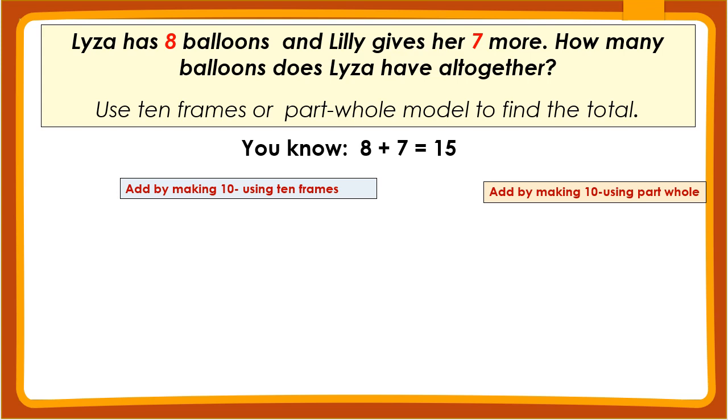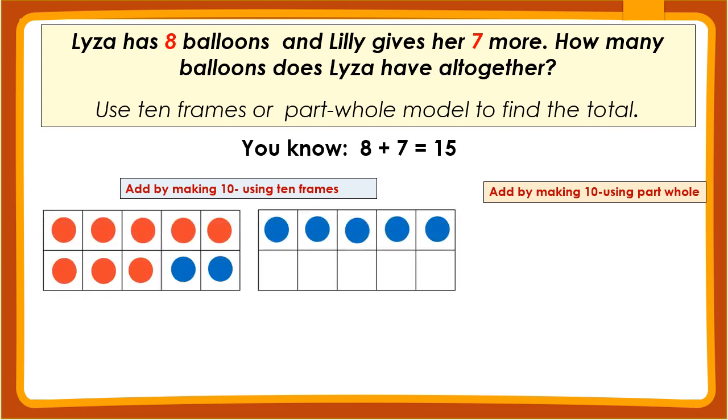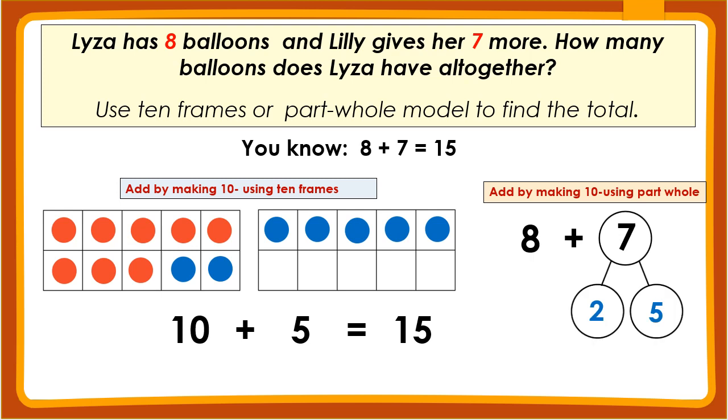Now, let's check. Let me show you first the 10 frames. Here, we made 10 by adding 2 more counters on the first 10 frame, making the number sentence 10 plus 5 equals 15, which is also shown by this part-whole model.